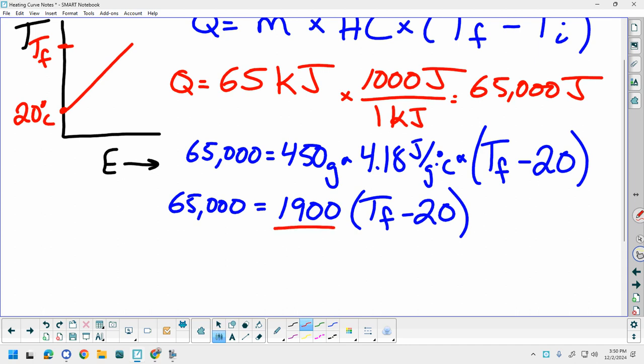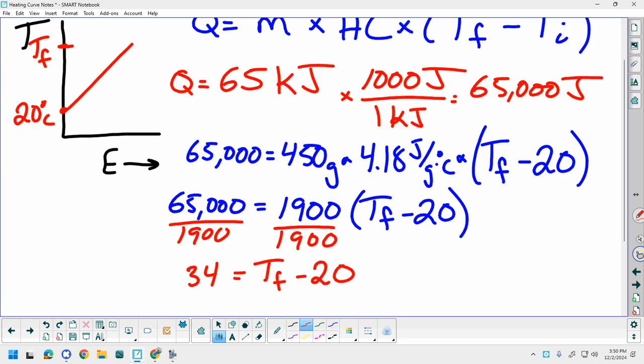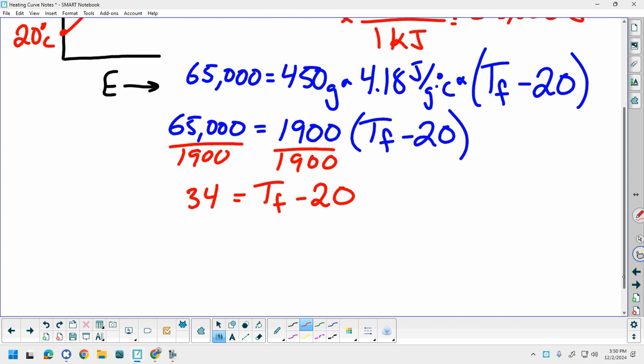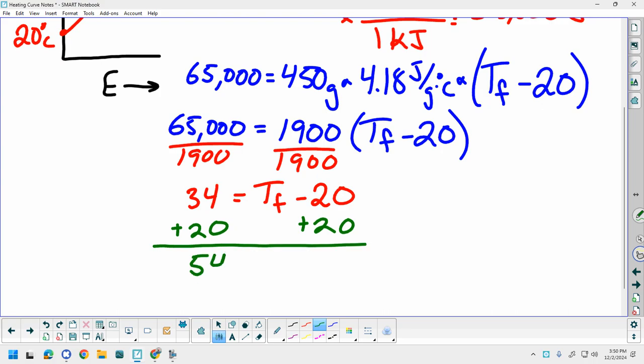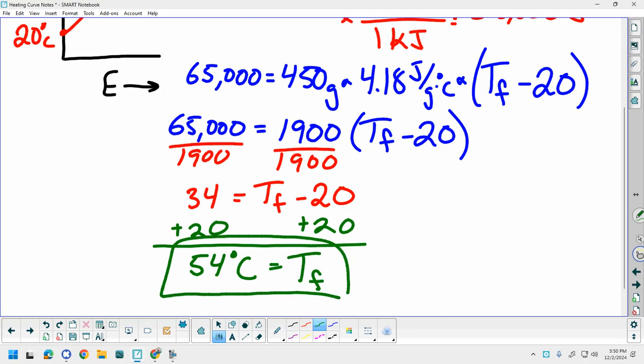Now I'm going to divide both sides by 1900. So 65,000 divided by 1900 gives me 34, to 2 sig figs. 34 equals temperature final minus 20. Well, now to get the temperature final by itself, I'm going to add 20 to both sides. And so that tells me then that my final temperature is 54 degrees Celsius.